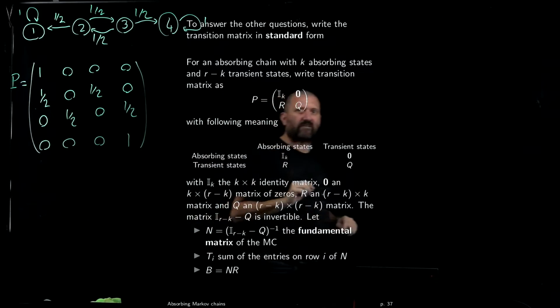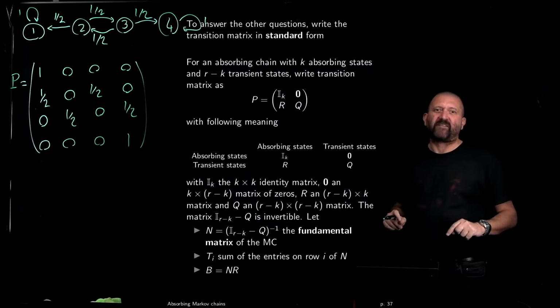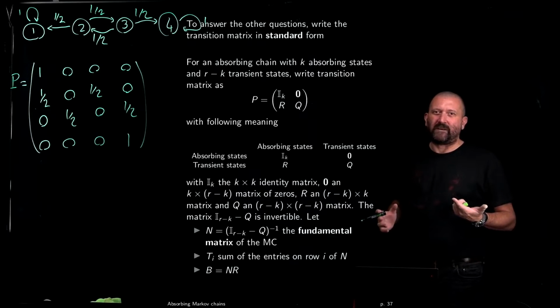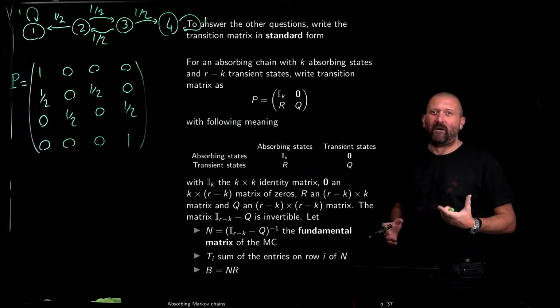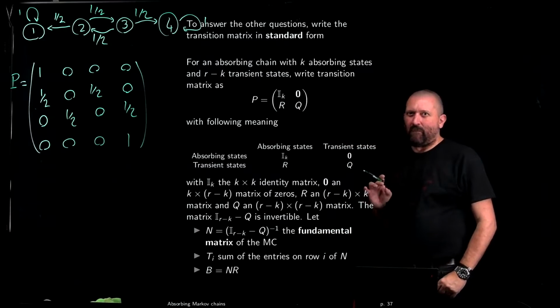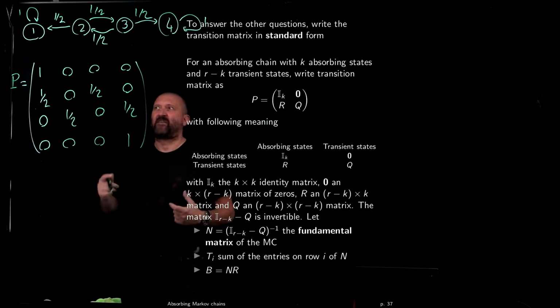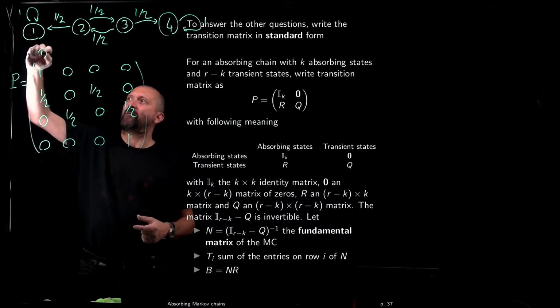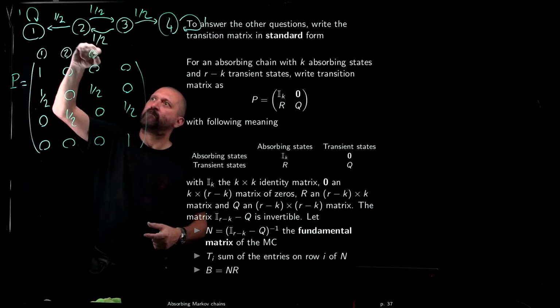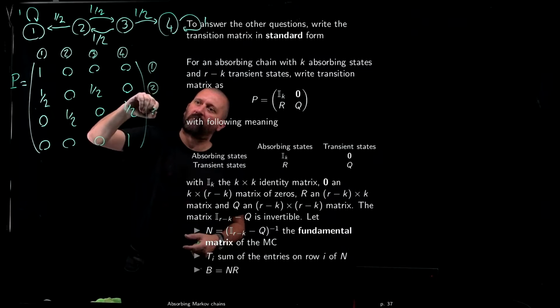Okay, so that's my transition matrix. It is not in standard form, but you can guess what's going to happen to make it into standard form. What do I need to do? I need to create a block of zeros in here. So in order to do this, I need to reorder my states. Here, I'm just going to write their names: 1, 2, 3, 4.